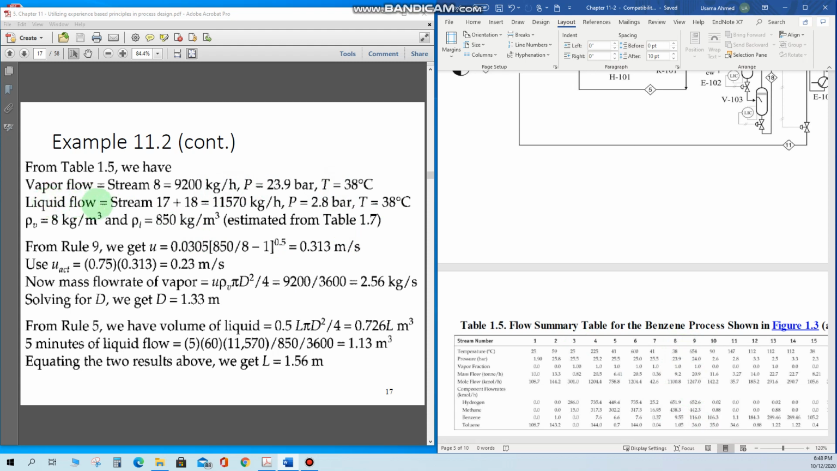For the liquid flow rate, you have to add up 17 and 18 straight. So the total flow rate will be equal to 11,570 kg per hour, and the pressure is given here, 2.8 bar and 38 degrees centigrade. Okay, now you can also estimate the value for the density for the vapor and the density for liquid from the table 1.7.